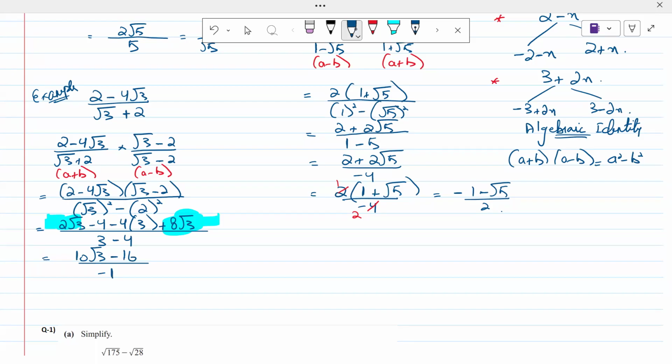And here again, we can see a minus sign in the denominator, and we never leave the negative sign in the denominator. That would be shifted to the numerator. And when it gets shifted to the numerator, it will alter the signs. Alter the signs means plus would change into a minus, minus would change into a plus. So this positive 10 root 3 would become a negative 10 root 3. And negative 16 would become a positive 16 upon 1. And this would eventually be the final answer. So that's simply minus 10 root 3 plus 16 is the final answer.